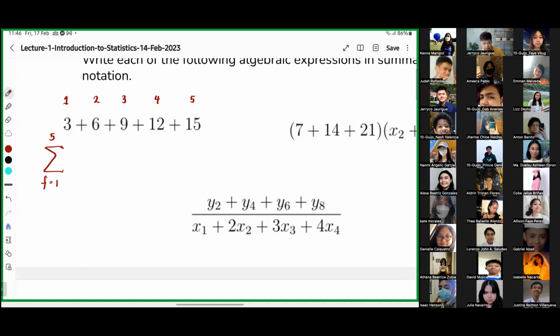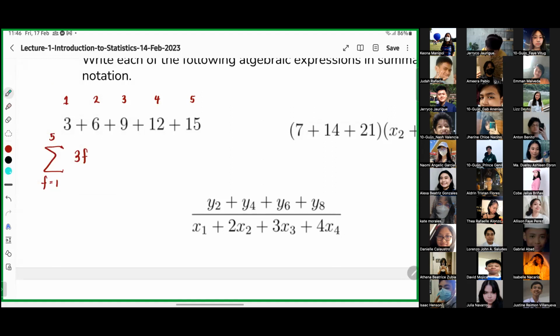Using F ha, using F. Sabi ni Anton ay 3F. Oh, pahig ba kayo doon? 3F daw. 3F ba? Mukhang 3F, no?